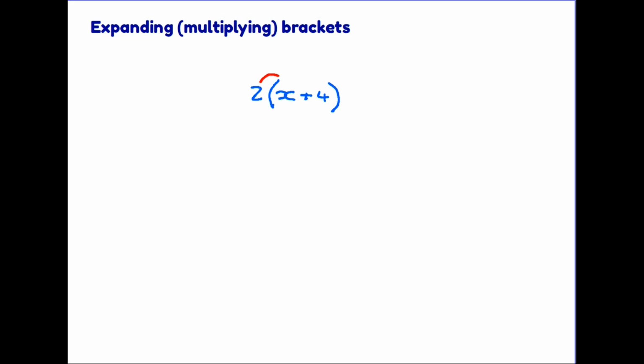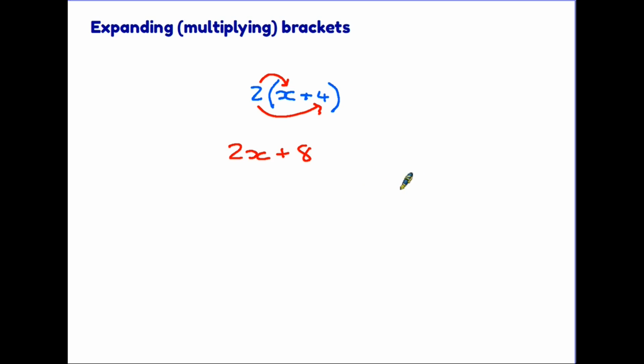The first thing we do then, 2 times x. Well, 2 times x is simply written as 2x. They are both positive, so the answer is positive. We then have a plus 2 and a plus 4, so 2 positives, the answer is going to be positive, and quite simply 2 times 4 is 8. Therefore, if we expand or multiply these brackets, we end up with 2x plus 8.